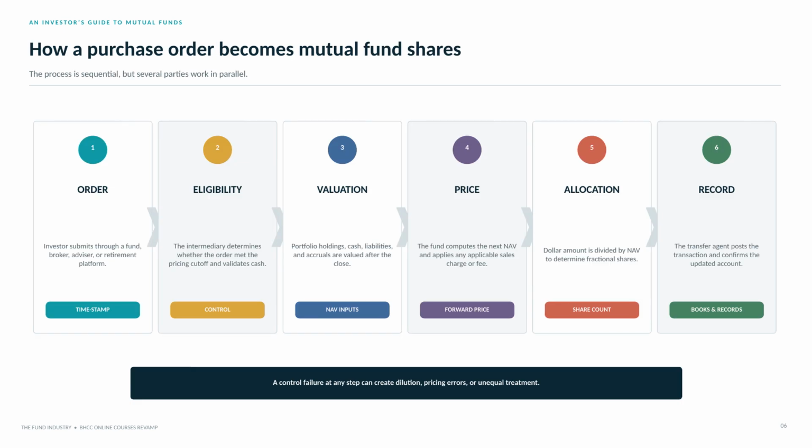Now follow a purchase order from start to finish. First, the investor submits the order through the fund, a broker, an advisor, or a retirement platform. Second, the receiving party timestamps the order and checks whether it is in good order and eligible for that day's price. Third, after the market close, the fund values securities, cash, receivables, liabilities, and accrued expenses.